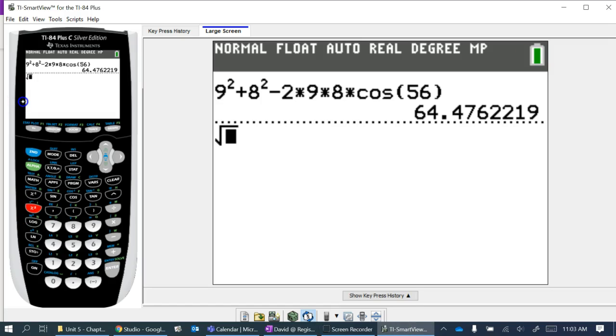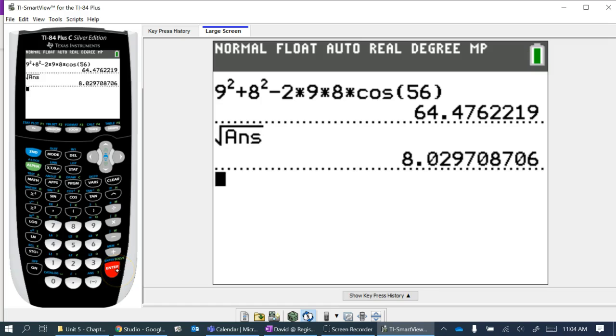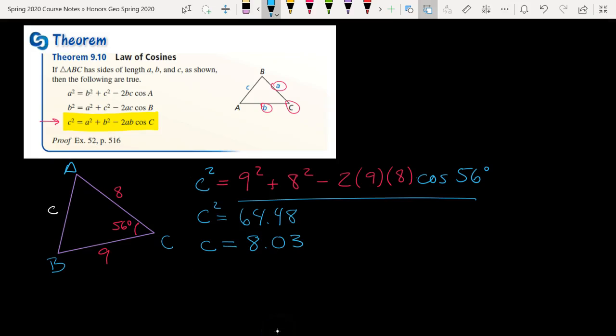I'll make use of the answer key, which is right above the negative key at the bottom of the calculator, so we can make an accurate calculation for C itself. We end up with 8.03. And this doesn't seem like an unreasonable number. But we haven't quite solved this entire triangle yet.